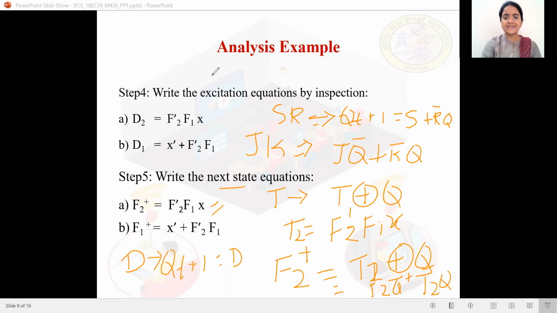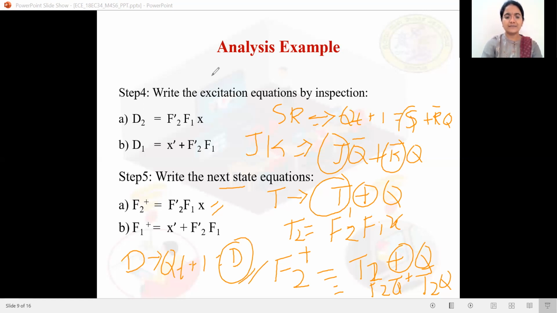And we are substituting the values for T, J, K, S, R, the respective excitation equations for those inputs. That you have to remember. But for the D flip-flop, it is easy because whatever the next state excitation equation is, that will be our next state equation. So it is easy. For other flip-flops, we have to substitute the excitation equations in the next state equation.